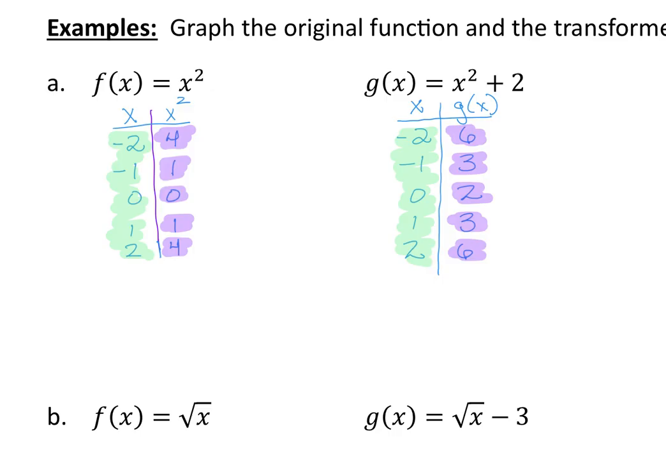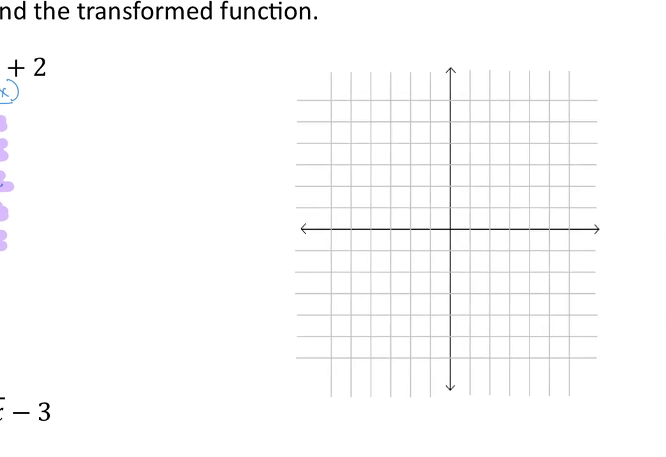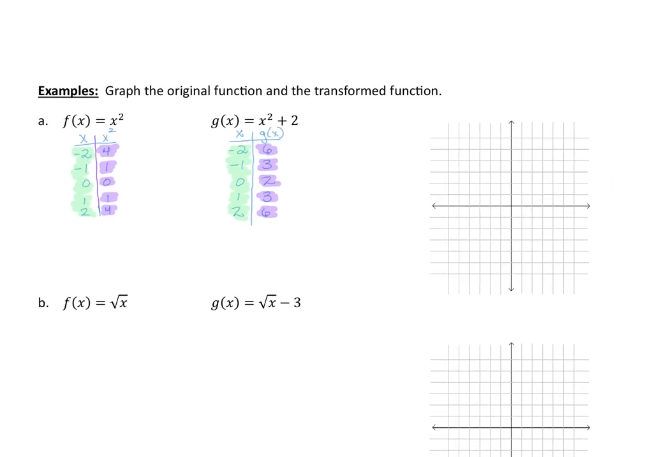All right, so now let's go ahead and graph this. I'm going to start with my parent function. So for my parent function, we're going to go -2, 4, -1, 1, 0, 0, 1, 1, and 2, 4.